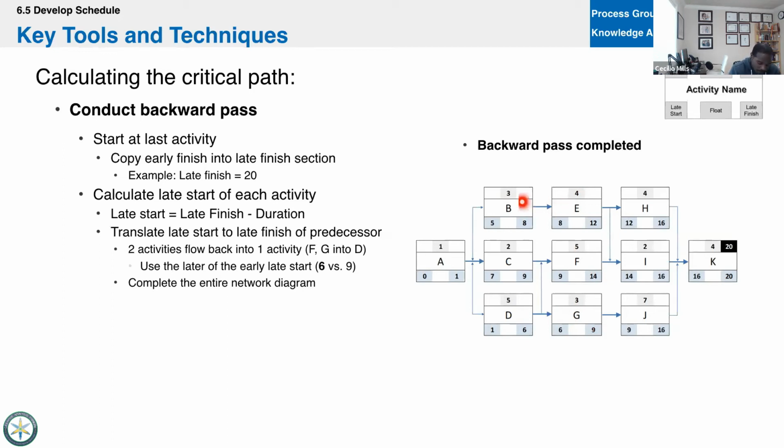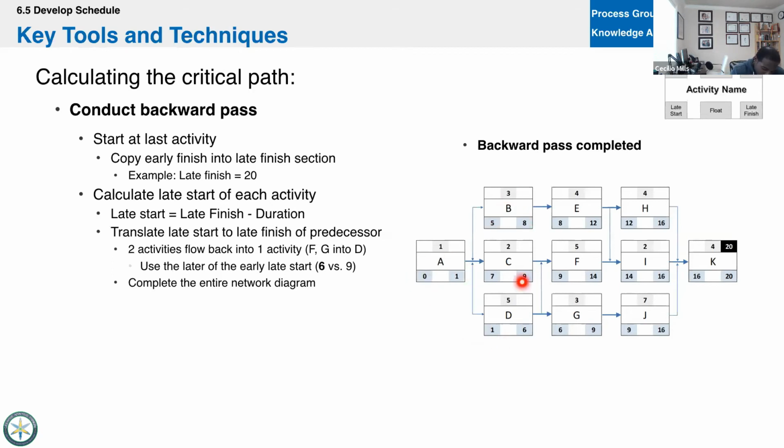Right here only 1 predecessor, but when I get to D, I have 2. I have 9 and I have G, so I get to take the smaller number, which is 6. So just remember, when we do the forward pass, we take the bigger number. When we do the backwards pass, we take the smaller number, if an activity has multiple relationships and dependencies.